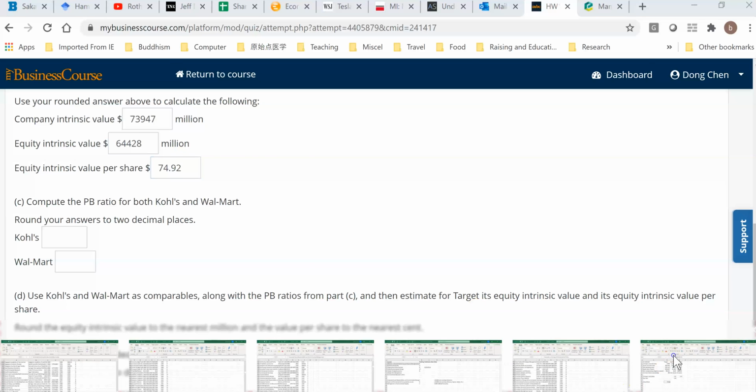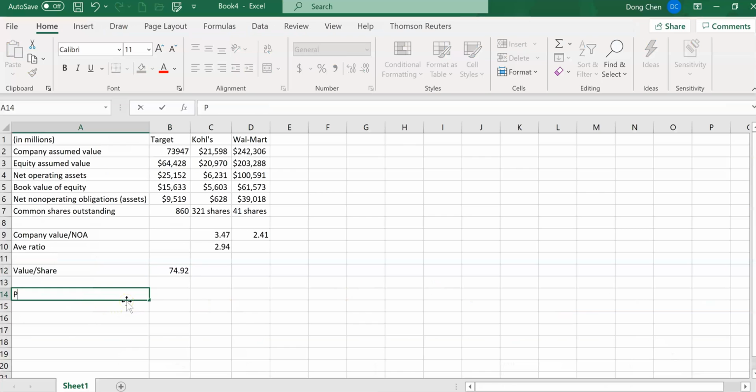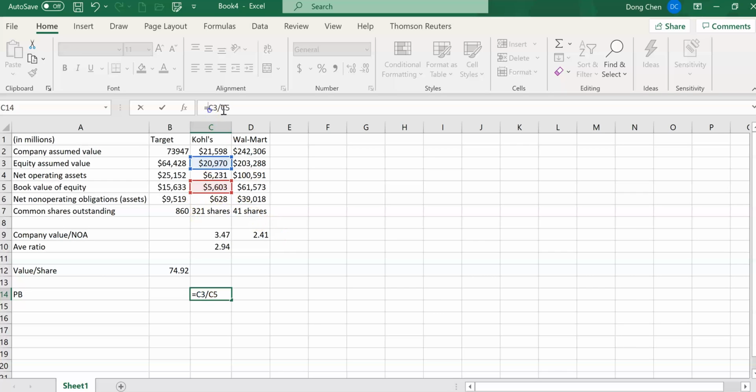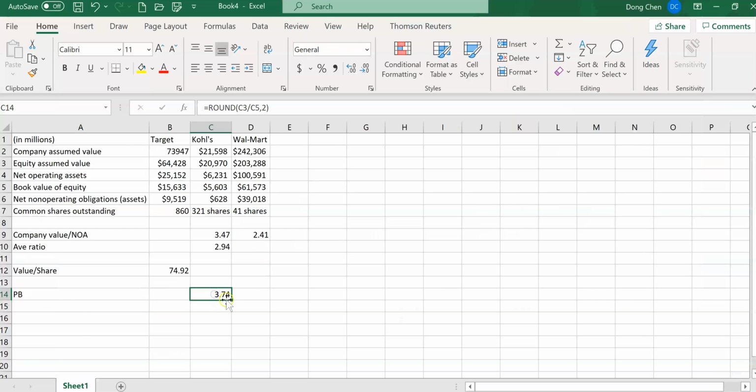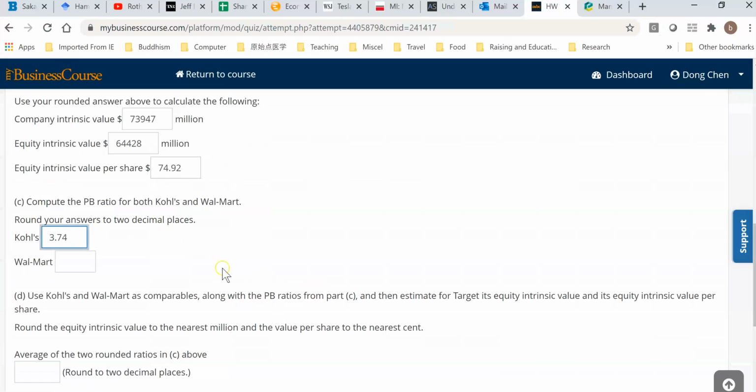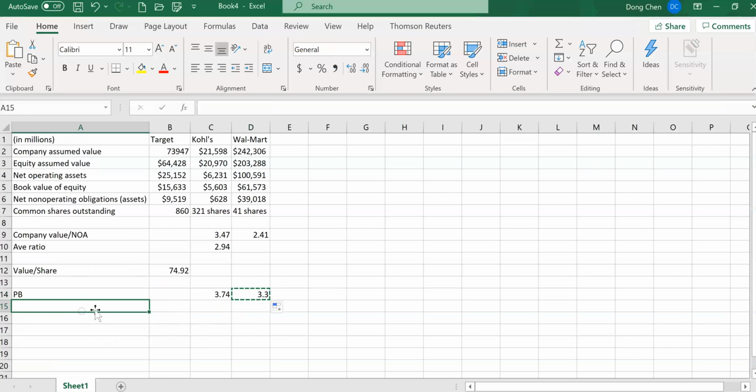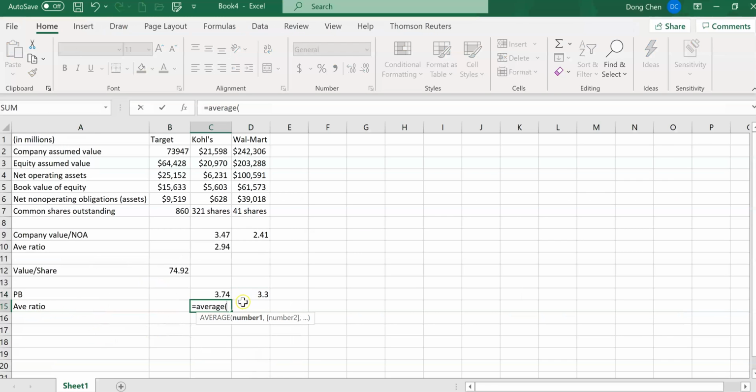So let's start. The PB ratio for the two comparable firms is simply the market value of the equity for Kohl's divided by the book value of the equity. For this, I think we also need to keep 2 decimal places. So let me double check. Yes, and then drag the cell to the other company, and Excel will automatically calculate that for me. So just copy the number back, and then similarly, I just take the average ratio. This is simply the average of these two numbers.